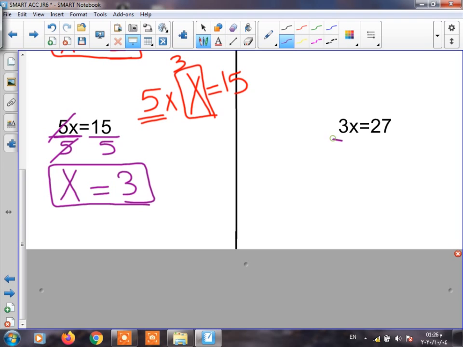Another one, 3x equals 27. What's the meaning of 3x? 3 times what? 3 times x equals 27. So I want to get the value of this unknown. I want to get the value of x. How can I get the value of this number x? And I ask myself, 3 times what equals 27? 3 times 9 equals 27. So the value of this x equals 9.